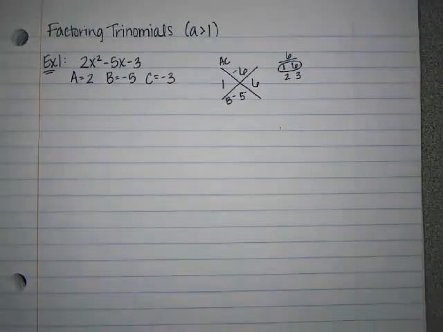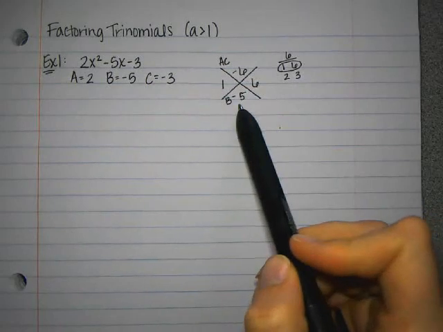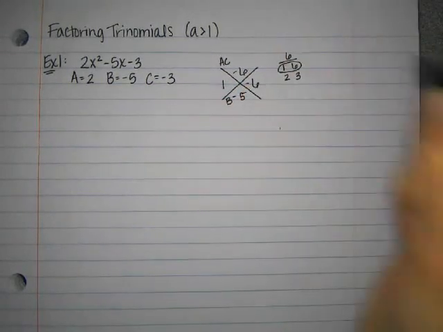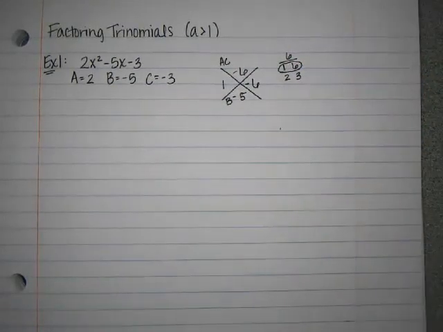Then we just have to decide which one is negative. If I were to look at this, my 5 is negative, so that means that my bigger number needs to be negative. So I have 1 and negative 6 as the multiples I would choose.